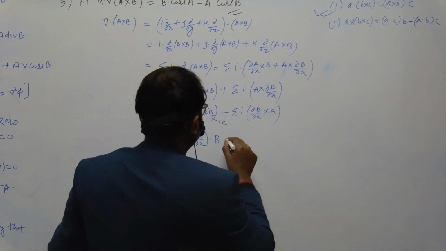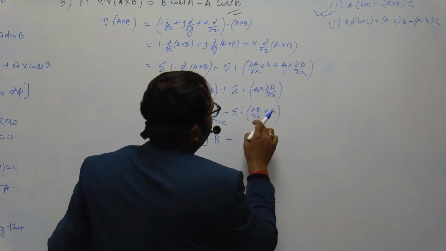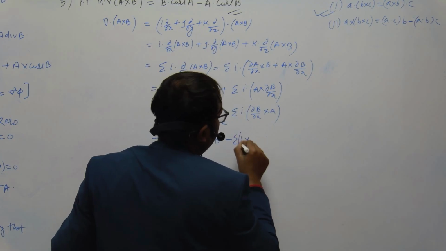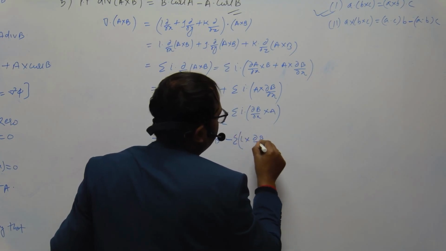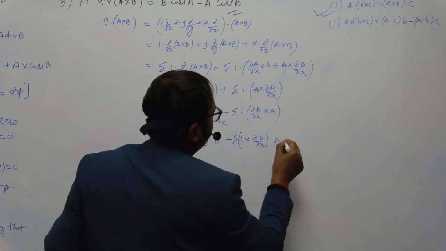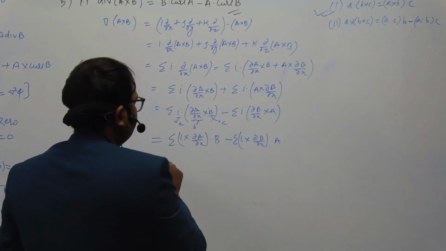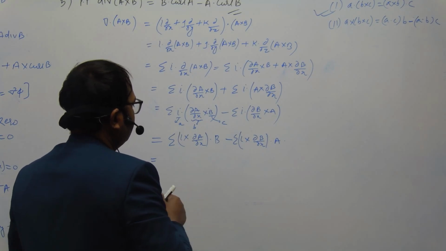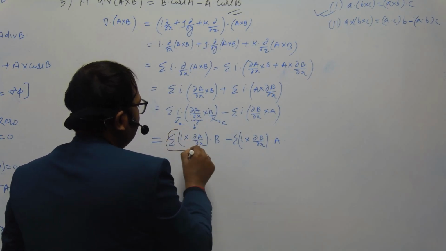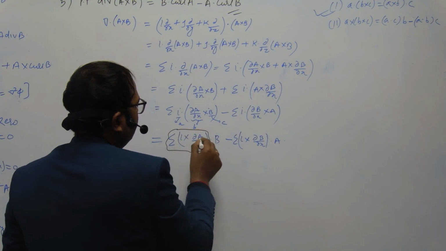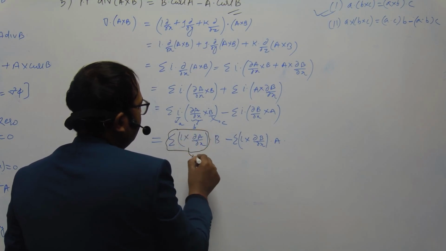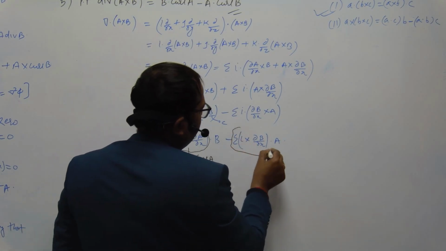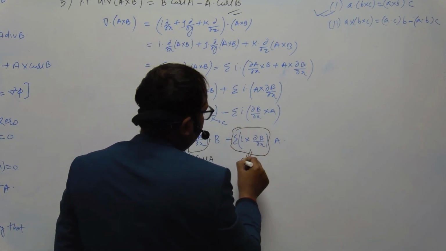Minus. Similarly, this is i dot del B upon del x cross A, so this will be i cross del B upon del x dot A, in summation. So now we have this term, summation i cross del A upon del x, which is nothing but curl of A, and this term i cross del B upon del x, which is nothing but curl of B.